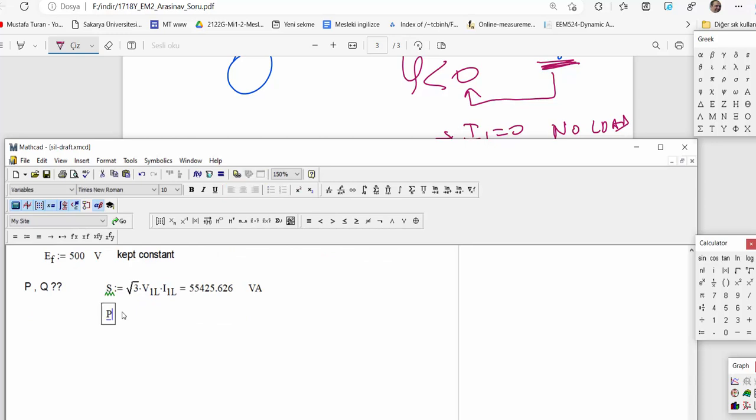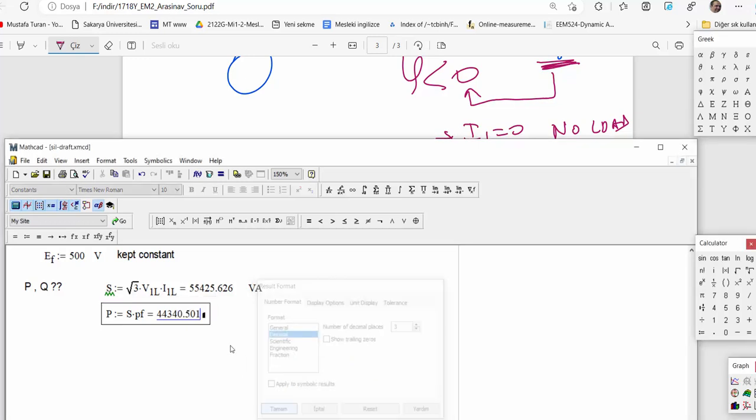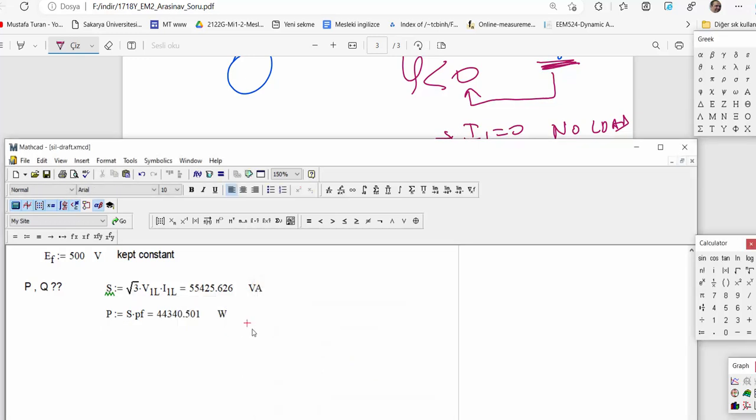Now let's calculate active power. Active power is equal to apparent power times power factor or cosine phi. That is the active power in terms of watts. And let's calculate reactive power. It is equal to apparent power times sine phi, phase displacement. It is equal to something negative. Is it correct?